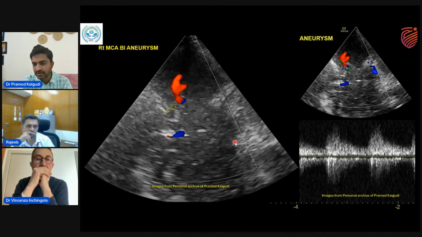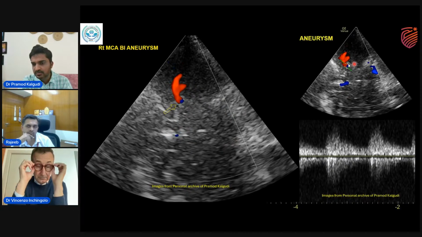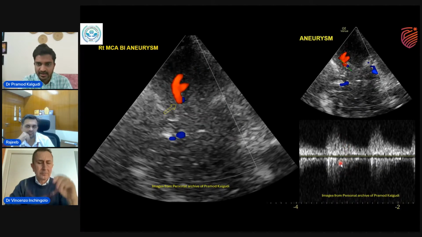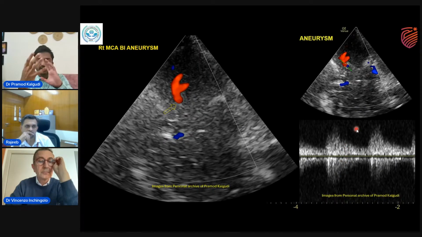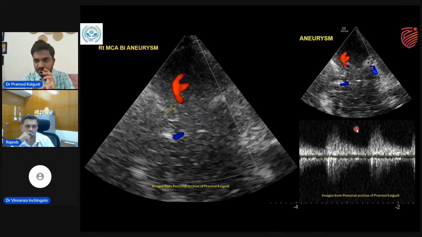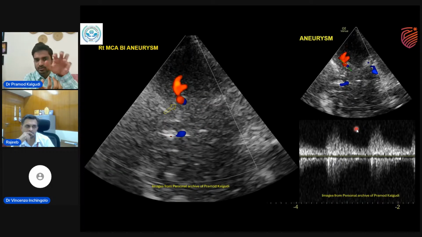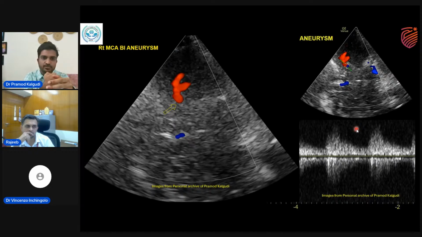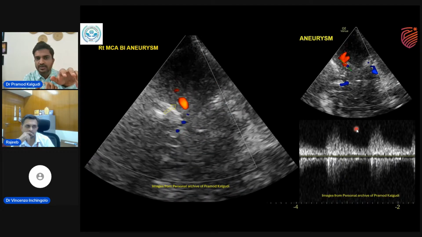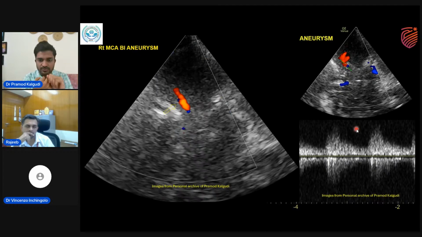So how do I confirm it? When I put my pulse wave Doppler, I will see a waveform in a bidirectional way, because in an aneurysmal sac, the blood flows haphazardly in multiple directions. So you see sometimes the blood going towards the probe and sometimes away from the probe. That's the reason why you see a blue color when it's away from you and red color when it's towards you.